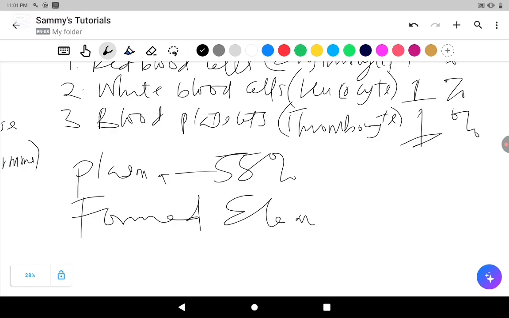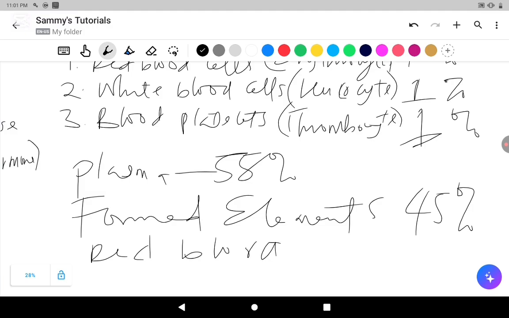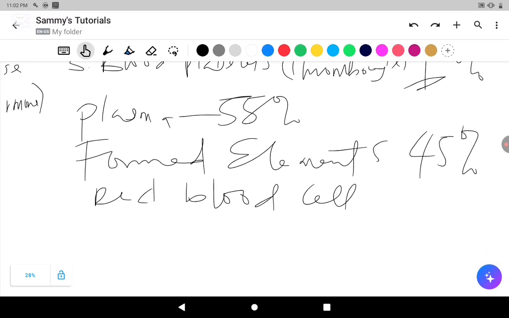But for now, understand the percentage. We say that plasma is 55%. Formed elements are what? Formed elements are 45%. And you know our formed elements: red blood cells, right? Red blood cells. Secondly, white blood cells, right? And then blood platelets. Those are the formed elements. They make up the 45%. Hope we understand the percentage composition.